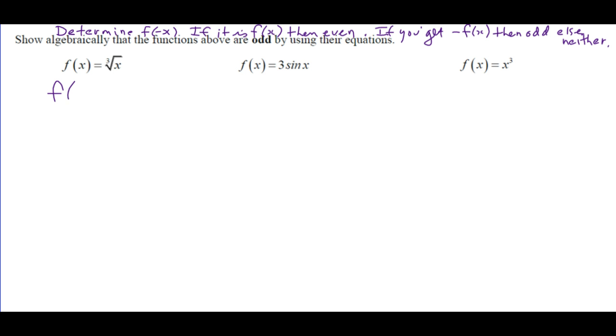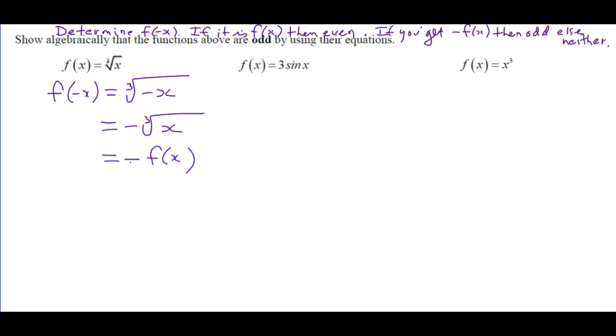So what's f of negative x? That's the cube root of negative x. Well, when you're taking the cube root of a negative, you can remove the negative sign from under the cube root, right? The cube root of a negative is negative, so it's the negative of the cube root of x. So if the negative's under the cube root sign, you just pull it out. And what's that? This is f of x, so this is negative f of x. So this is an odd function.